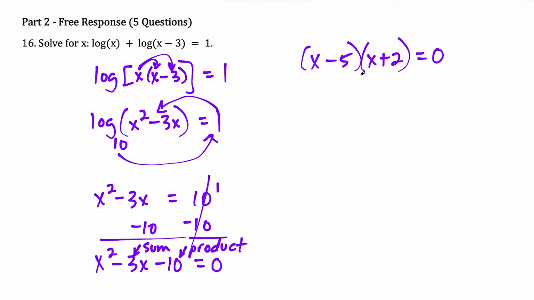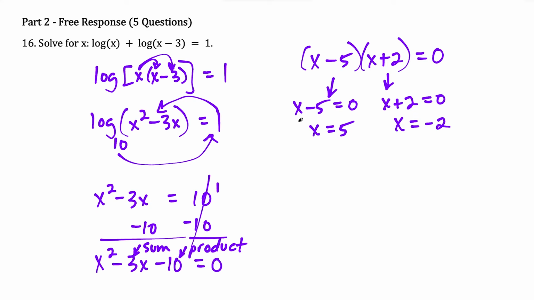Now we just solve the resulting equation. From the first factor, this gives us a root of x equals 5. When we set x minus 5 equal to 0, the solution here is x equals 5. And if we set the second factor equal to 0, this is going to give us a solution of x equals negative 2. So we have 2 solutions.